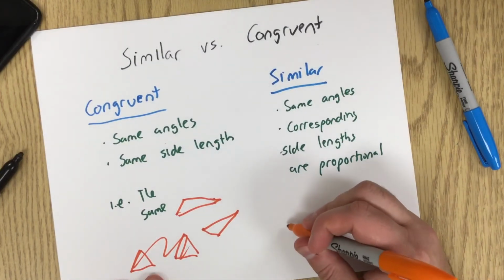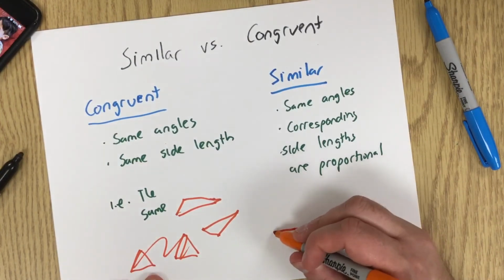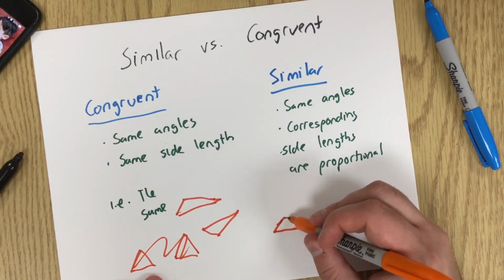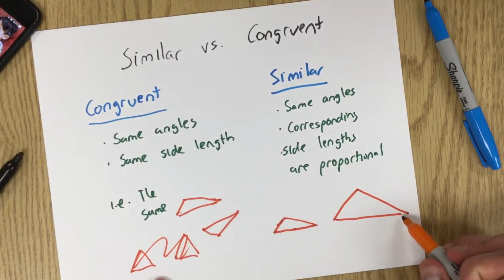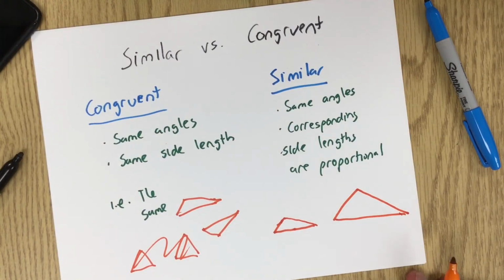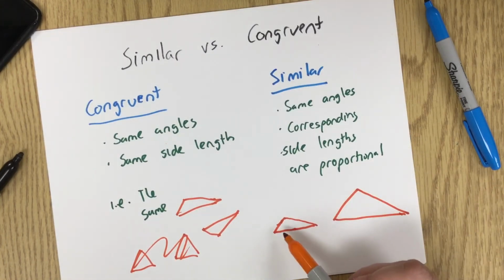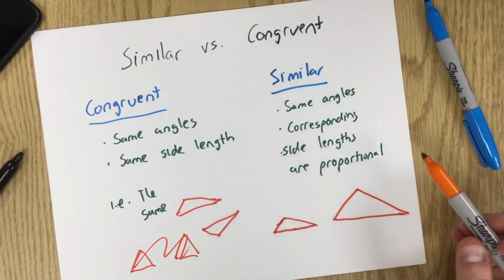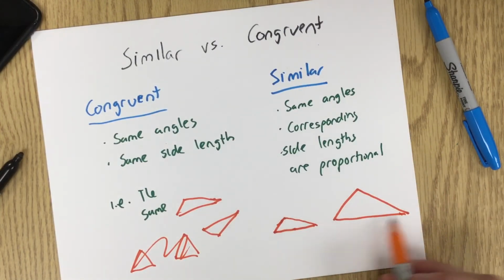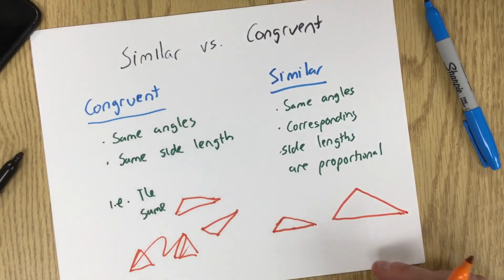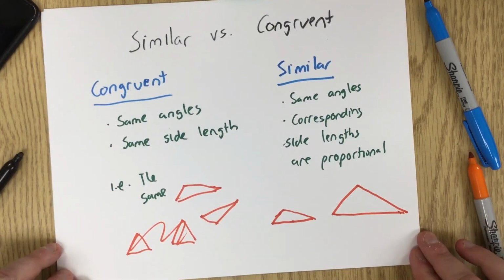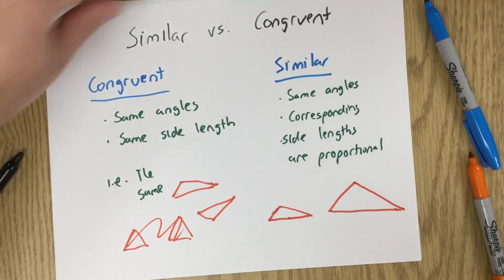Now, similar would be something more along the lines of this. They don't have to be in the same orientation. I just did it so you could see it. So what this means is that this angle is the same as this angle, this is the same as this, is the same as this. They have the same angles, but the corresponding side lengths are proportional. So this, for example, maybe is twice as big as this, and this one's twice as big as this, and this one is twice as big as this. So the corresponding sides are proportional. What we're going to figure out next is how do we mark corresponding sides?